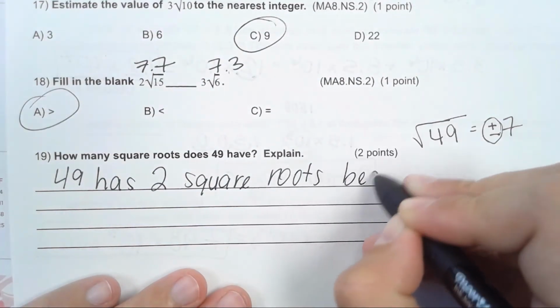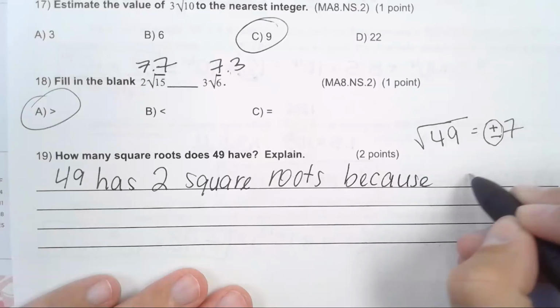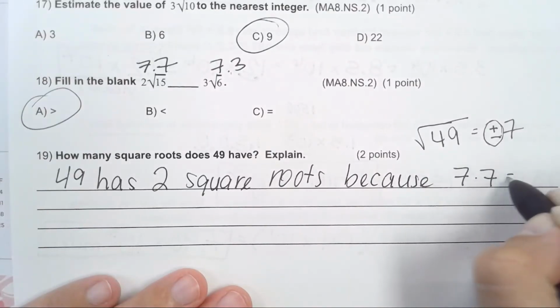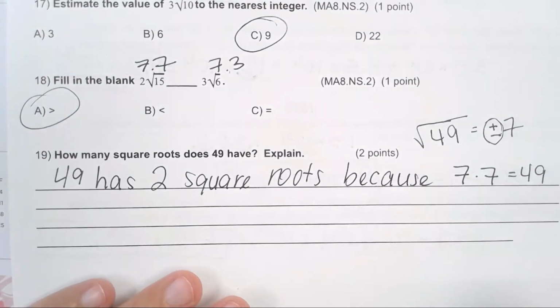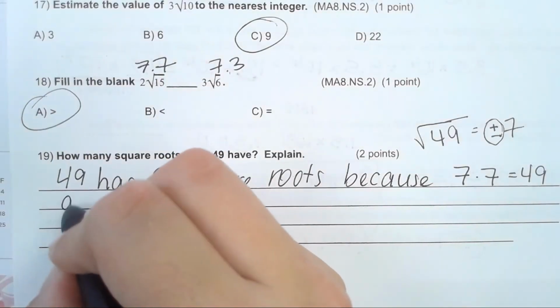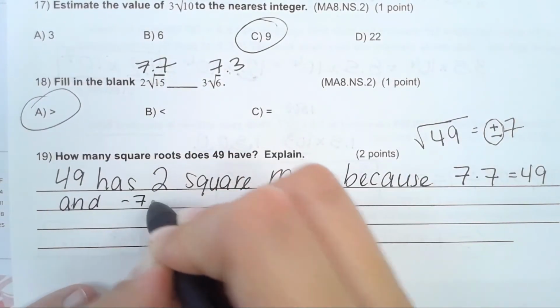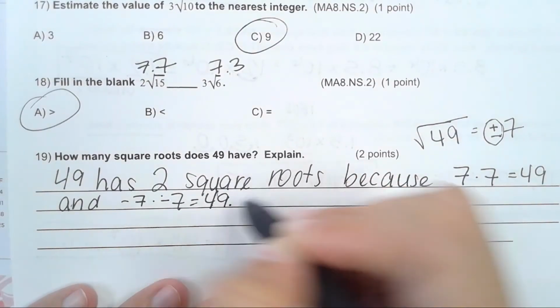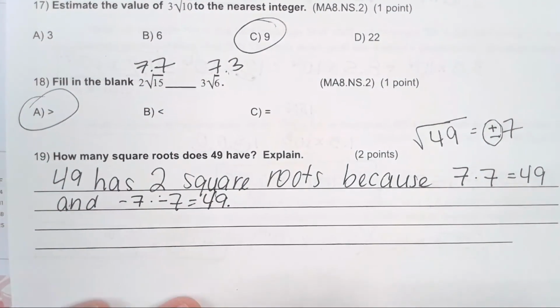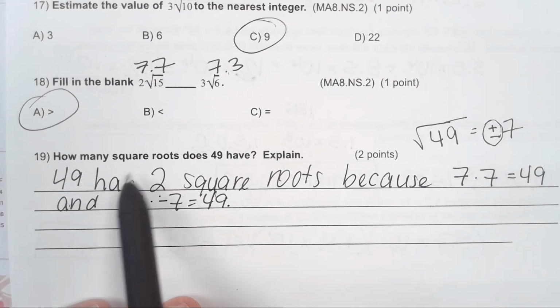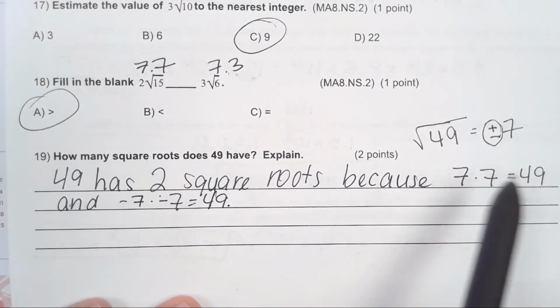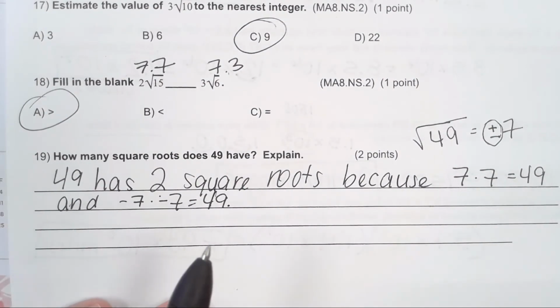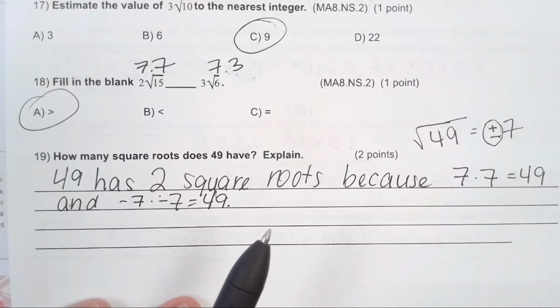So I'm going to put because 7 times 7 equals 49, so positive 7 times positive 7 equals 49, and negative 7 times negative 7 equals 49. And then you can just leave it as that. So I said that it has 2 square roots, and it's because 7 times 7 is 49, and negative 7 times negative 7 is 49.